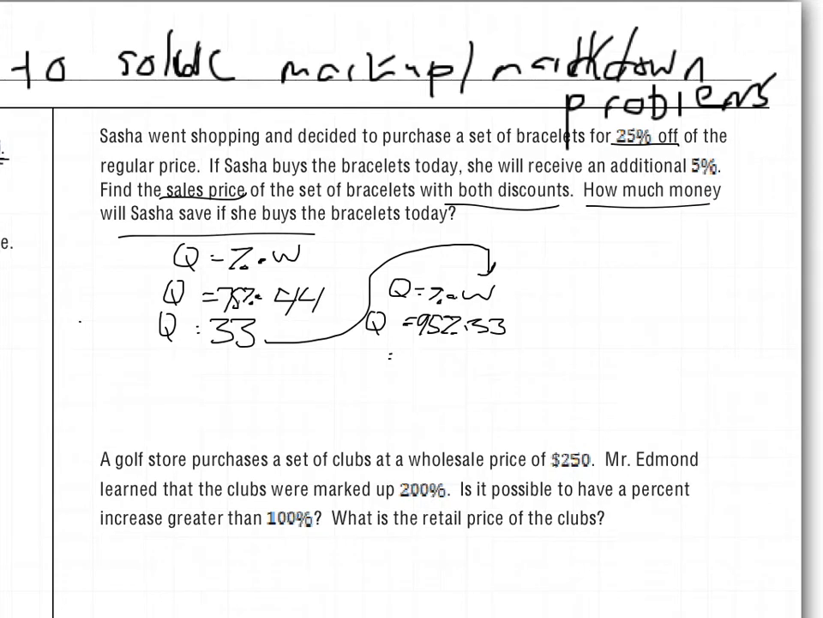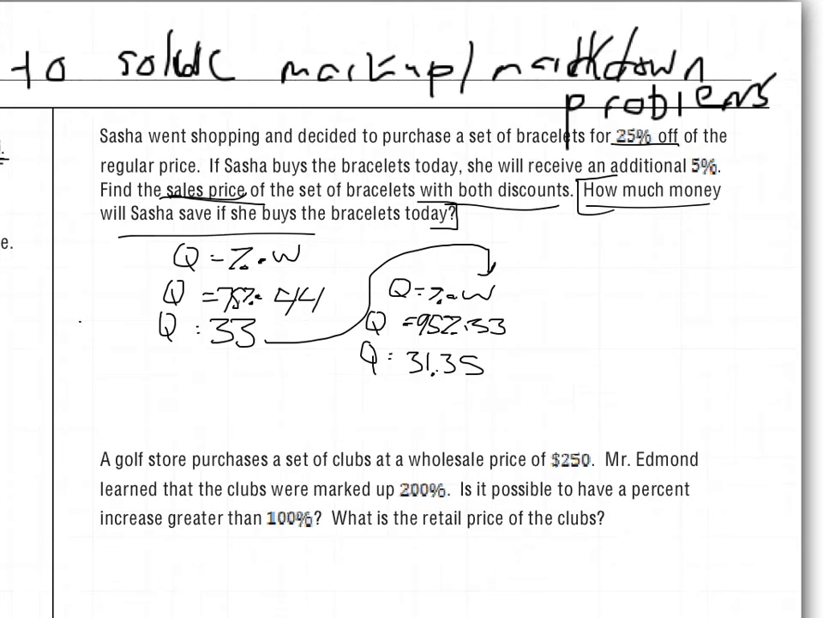95% times 33 is going to give me $31.35. Now this question does ask us to find the sales price of the bracelets after both discounts. However, it does also ask us how much money will she save if she buys them today. So make sure that you've done that with your partner if you haven't done that already.